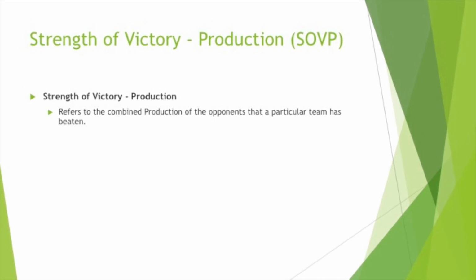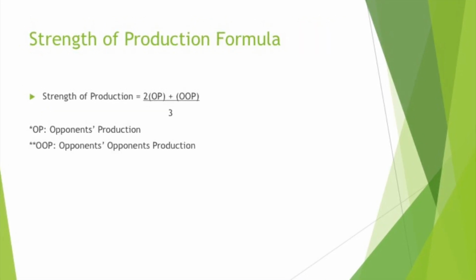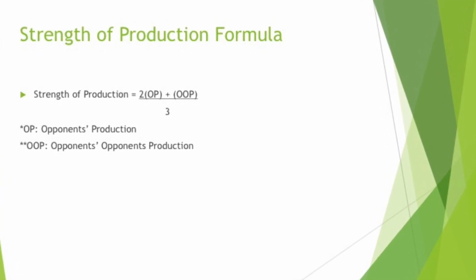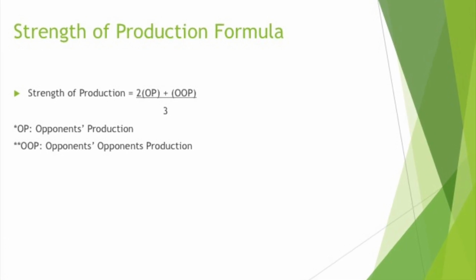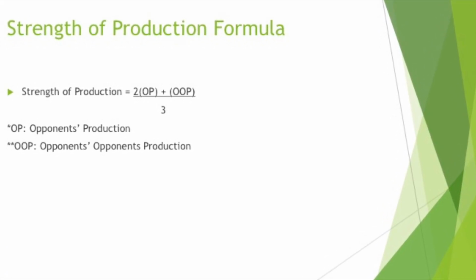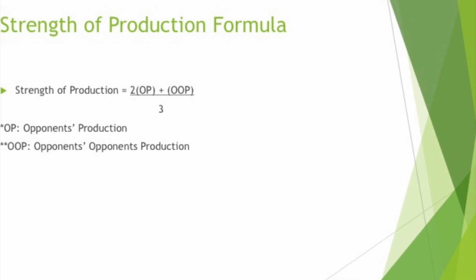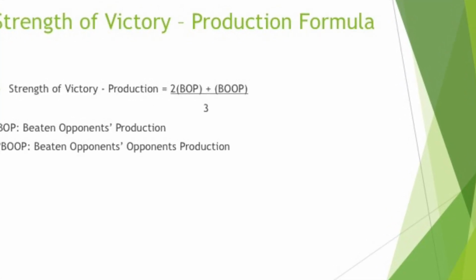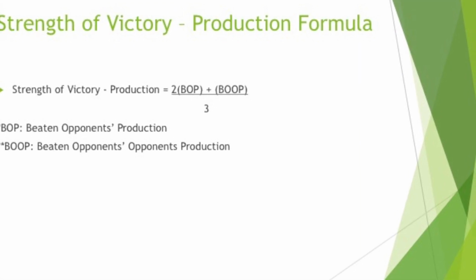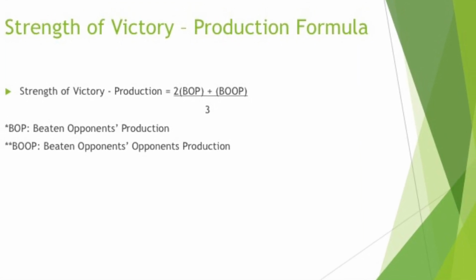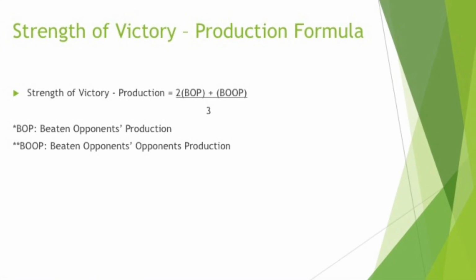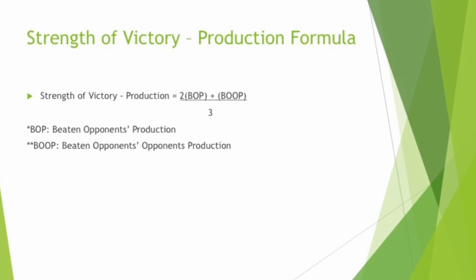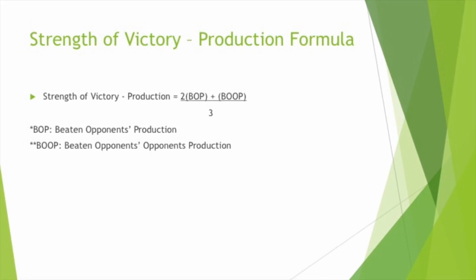So here we are again with our formulas. You're already familiar with this. We're going to calculate strength of production the same way as we did strength of schedule, which is going to be 2 times opponent's production plus opponent's opponent's production divided by 3. And yep, you guessed it, strength of victory production is calculated the same exact way. So it's 2 times BOP plus BOOP divided by 3. And that gives us strength of victory production.